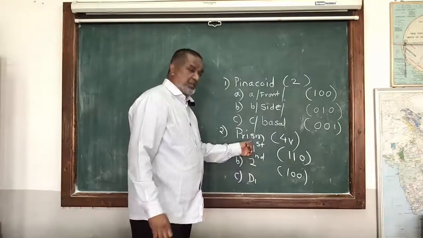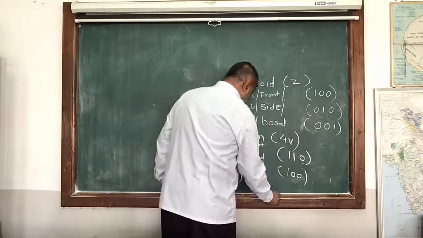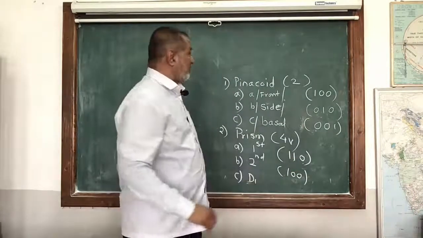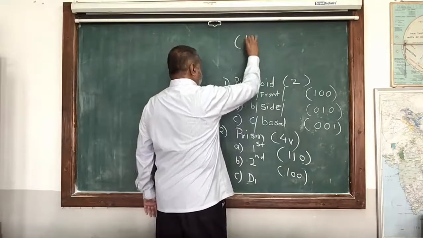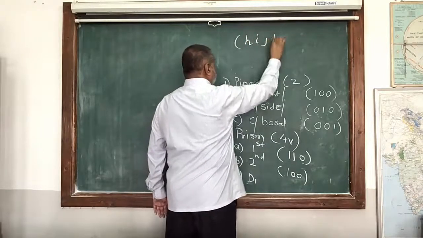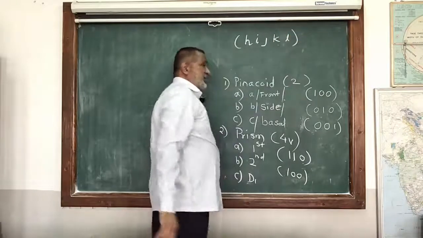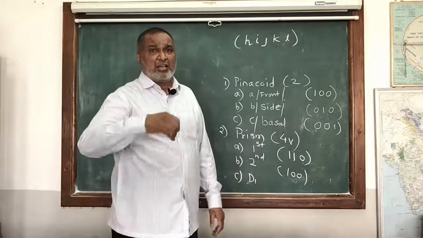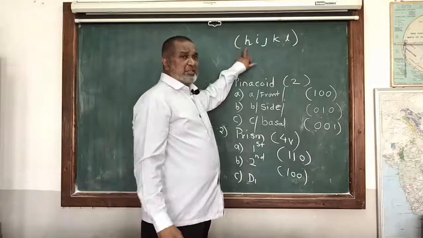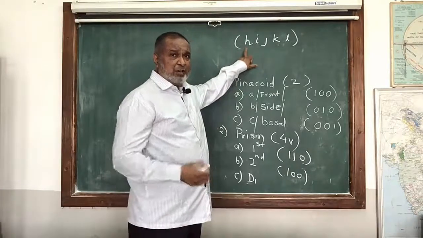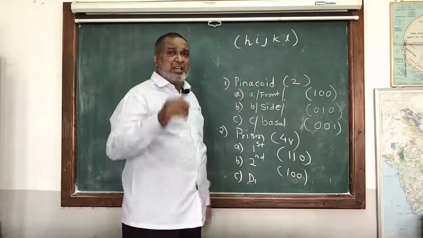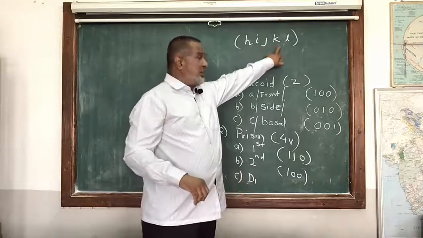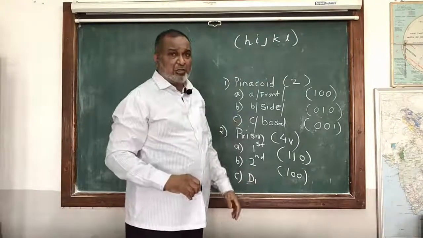So in the prism, these 2 axes which were cutting equal in length are now going to cut unequal in length. Alphabetically we are going to use small letters to write down the indices for cutting at unequal lengths. H comes first alphabetically, so H indicates that it is cutting at a shorter length, I J intermediate, K at the longest one. This is the way you are going to use it.